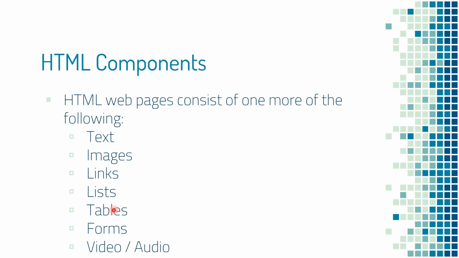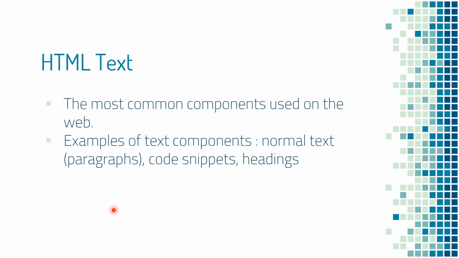So, HTML components. Most of the time when you are visiting any web page, what would you usually see in these web pages? You would usually see text, images, links, lists, tables, forms, multimedia, video or audio. These are the things that you would usually encounter when you are visiting a website. So here, let's try to cover all these components and how to build them or include them in your web page. Let's start with HTML text.